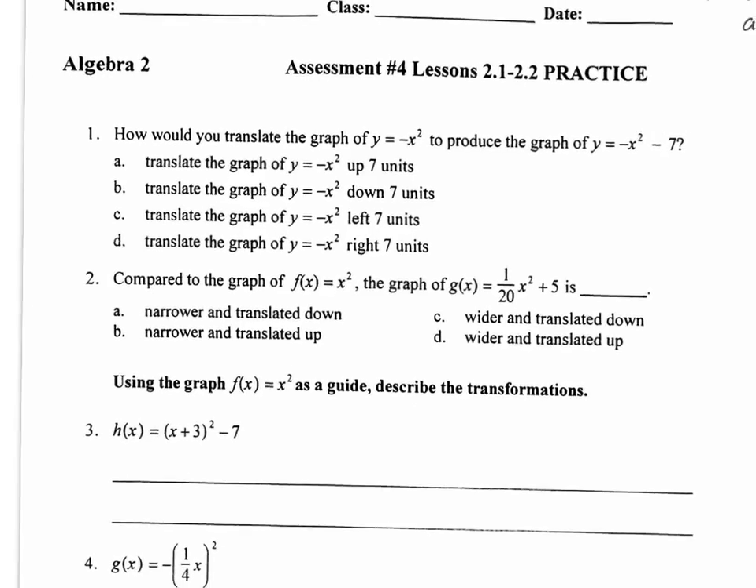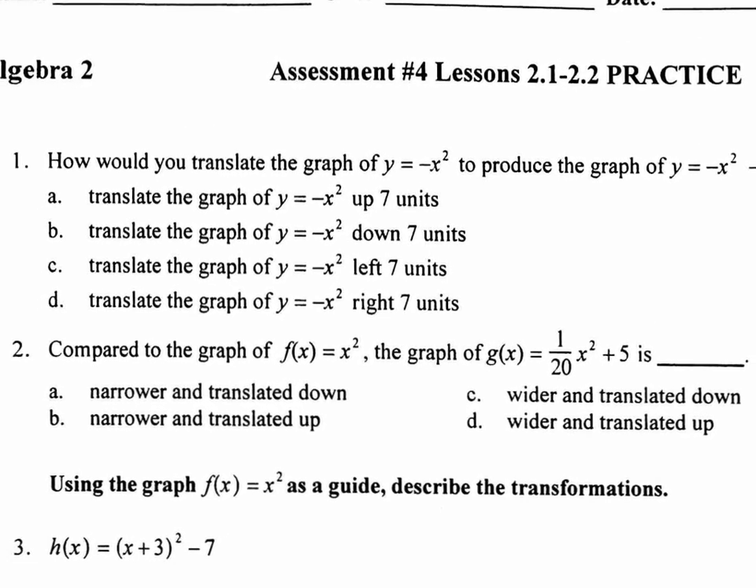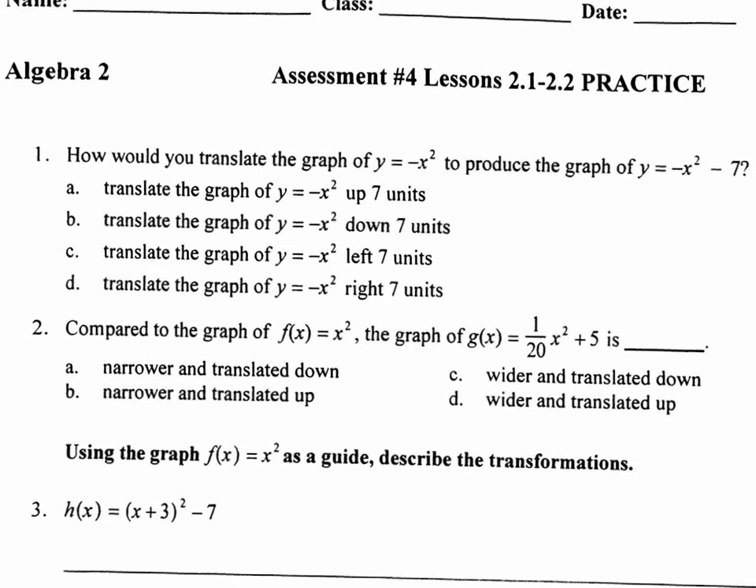How would you translate the graph of y equals negative x squared to produce the graph of y equals negative x squared minus 7? As you could see, it is simply a change of minus 7 on the k. So that means you're going to go down 7. So the k value is down 7. So which one of these says translates down 7 units? Just B. So the correct answer is B. Let's move on. Number 2.